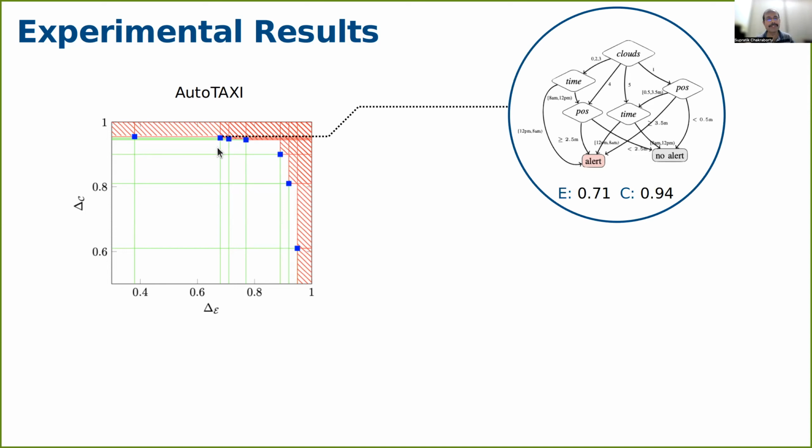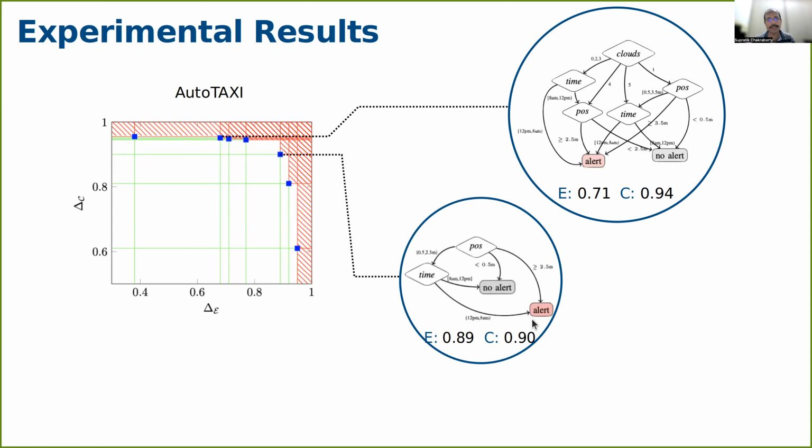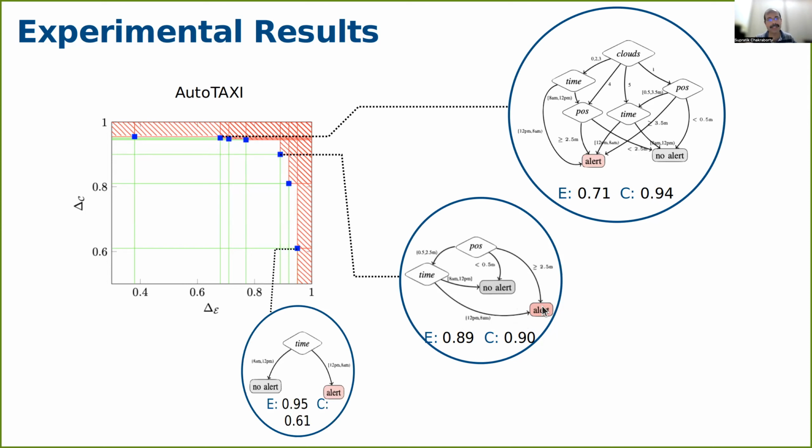And here I've just shown you that this point corresponds to this. You can see that it is not maybe so easily understandable, but it has a very high correctness score, 94%. This point corresponds to this. It is much more understandable than this, has a higher explainability score, but is less accurate than this. And this point corresponds to this, which is the simplest, but it has a very low accuracy score. So depending on what you want to use this explanation for, you have to choose one of these.